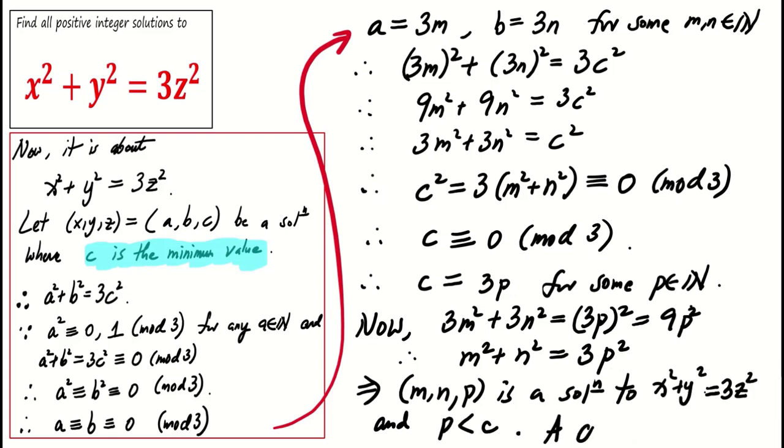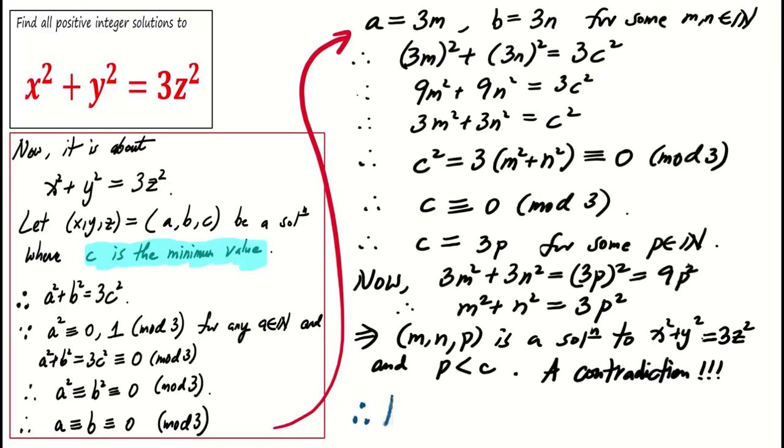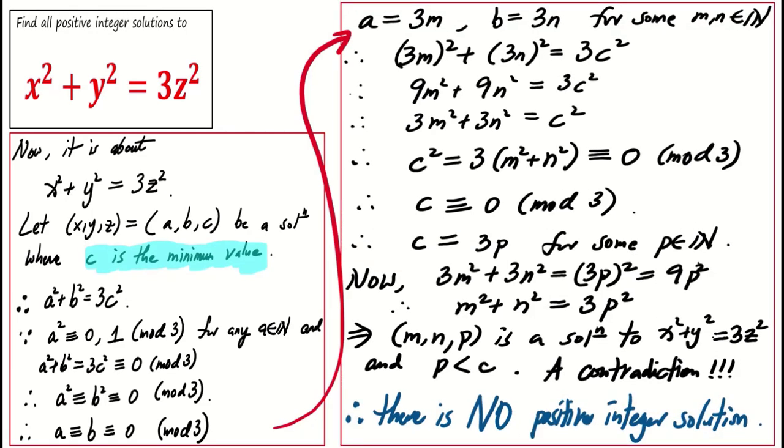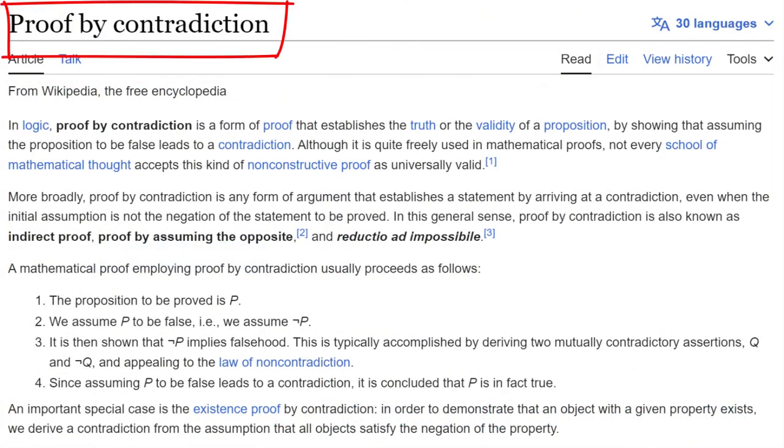However, this leads to a contradiction, meaning our initial assumption is not correct. This concludes that there are no integer solutions to the equation x squared plus y squared equals 3z squared. This video demonstrates an important mathematical technique known as proof by contradiction, which is extremely useful in solving complex math problems.